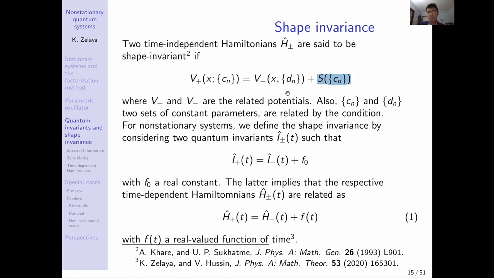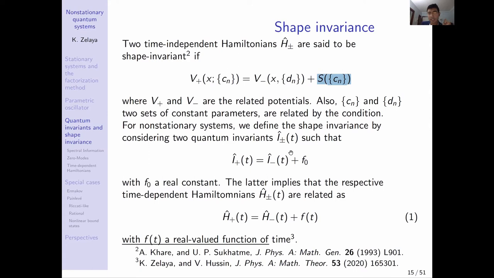This idea has been well established. In this reference, for instance, they discuss in more detail how to use this to generate stationary systems. However, for time-dependent problems, the idea is not so straightforward. In order to deal with the time-dependent case, we will consider the quantum invariants rather than the Hamiltonian. If we have a quantum invariant, let's say I minus, and another I plus, we say that these two are shape invariant to each other if they differ only by a constant. And this constant might depend on the parameters of these invariants, but it does not depend on either time or the spatial variable. So this is the extension of shape invariance to a time-dependent system.